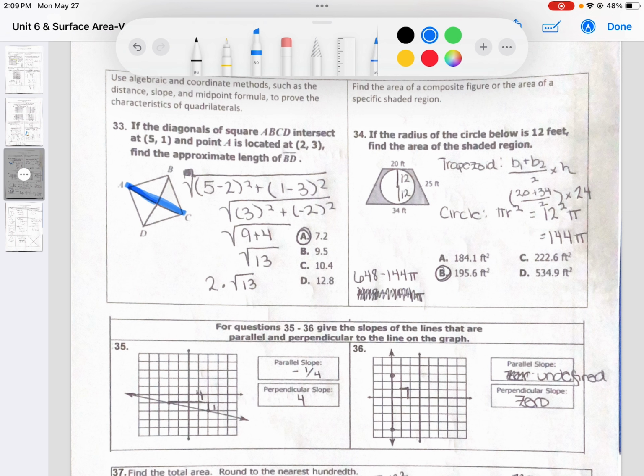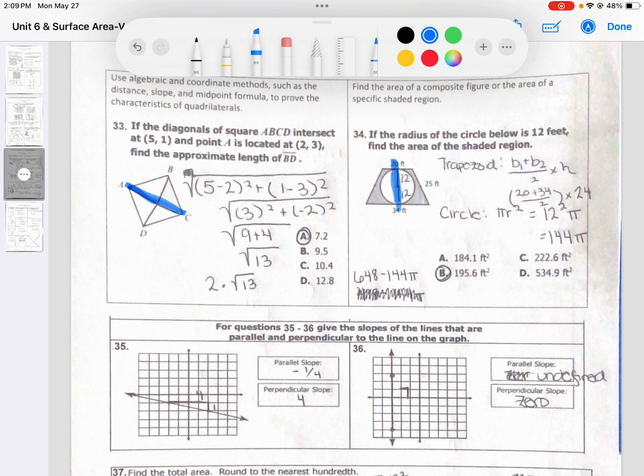If the radius of the circle below is 12 feet, find the area of the shaded region. So you have a trapezoid in a circle here. They tell you the radius of the circle is 12. We know the area of a circle is pi r squared, so I do 12 squared pi, which is 144 pi. For the area of a trapezoid, you add the 2 bases, the top and the bottom, divided by 2, times the height of the trapezoid, which is the diameter of the circle, as you see here in this picture.